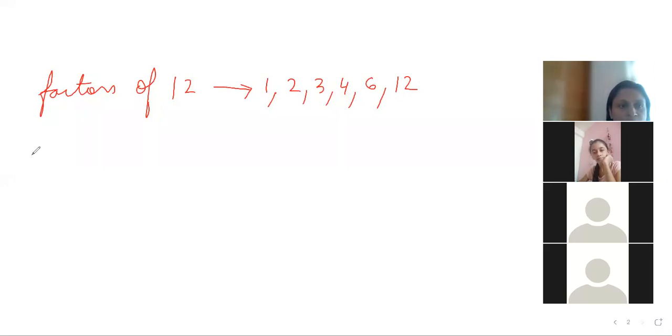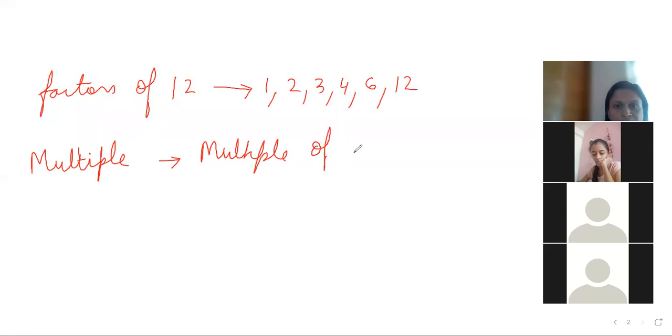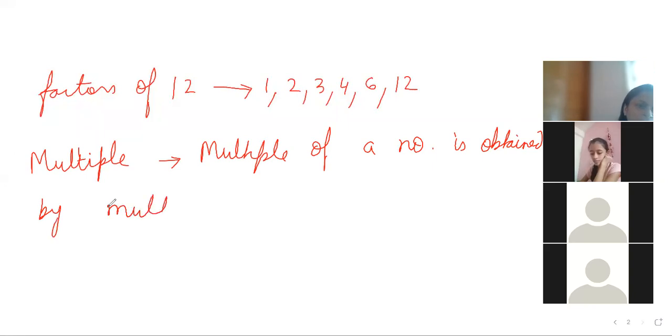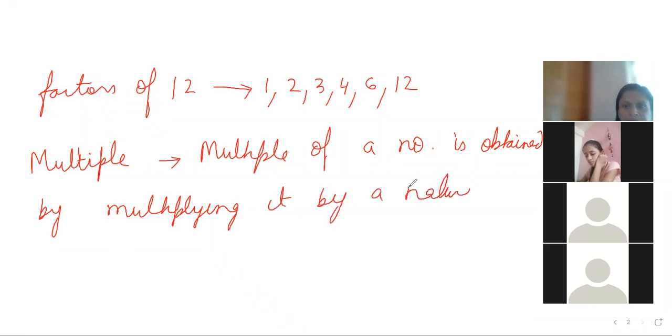Okay, so let's come to multiple. What do we mean by multiple? So write the definition. Multiple of a number is obtained by multiplying it by a natural number. So if I multiply a number by a natural number, I will get its multiple.